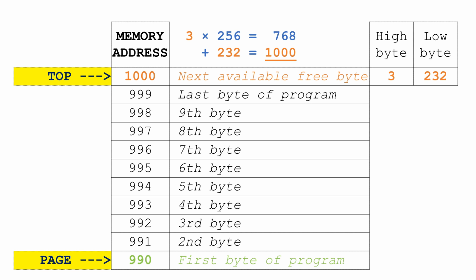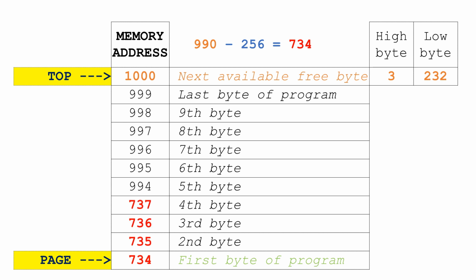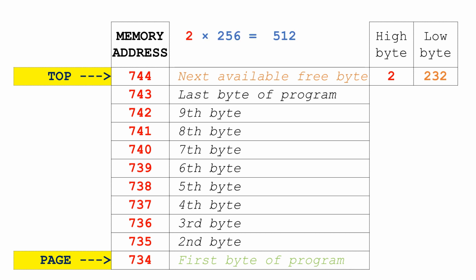Now let's imagine that we copy our program in memory with a new starting address that's 256 bytes prior. So that means that our new PAGE value is 734, because obviously 990 minus 256 is 734, and our new TOP value is 744. The program occupies memory addresses 734 through to 743 inclusive, and 744 points to the next freely available byte. Well, all we need to do is adjust the high byte to be 1 less than before. We've moved it 1 page back. So 2 multiplied by 256 is 512, and if we add our existing unchanged low byte value of 232, we get the desired 744.